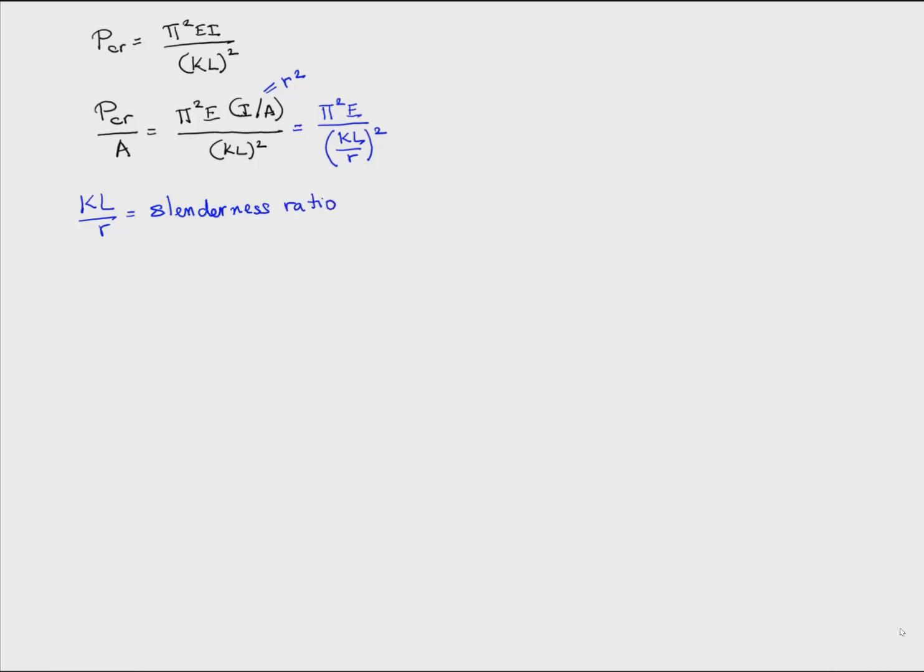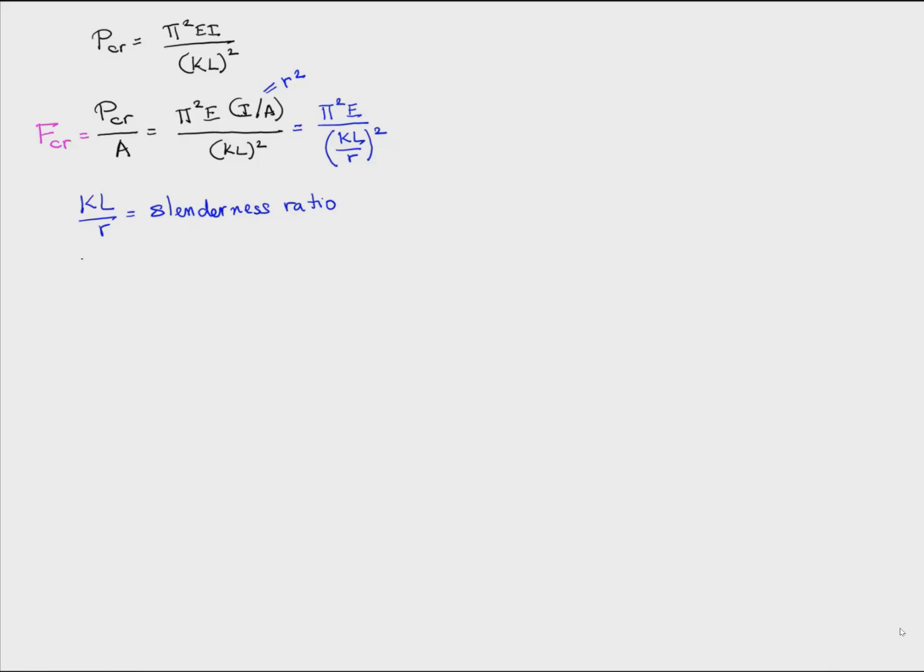So the bigger the slenderness ratio, the more slender the column is, and the smaller the slenderness ratio, the stouter the column is. We also recognize that this quantity P critical over A is a stress, and we can call that the critical buckling stress, F_cr. You're probably used to using the symbol sigma for stress, but in the AISC specifications having to do with steel design, uppercase F is used for stress, so we'll do the same, F_cr.